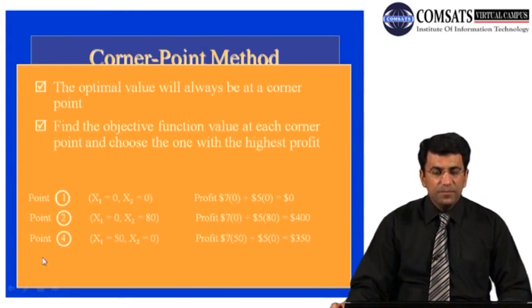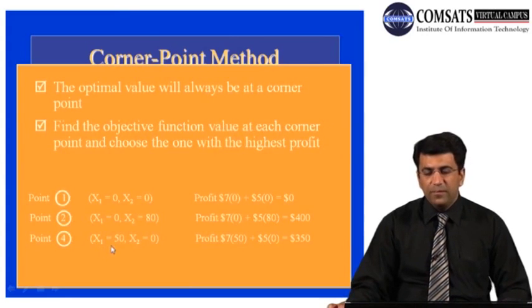Then another feasible point is 4, where x1 is equal to 50 and x2 is equal to 0. If we put these values in the profit function of 7x1 plus 5x2, then we get a profit of 350. Now this is another combination. If you don't produce x2 and only produce x1, then it will be produced in a quantity of 50 and the profit will be equal to 350. Now these are the 3 points.